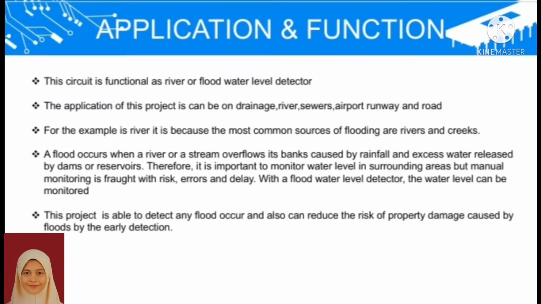A flood occurs when a river or a stream overflows its banks, caused by rainfall and excess water released by dams or reservoirs. Therefore, it is important to monitor water level in surrounding areas, but manual monitoring is fraught with risks, errors and delay. So, with a flood water level detector, the water level can be monitored and the flood can be avoided, and the risk of property damage caused by flood can also be reduced by early detection.